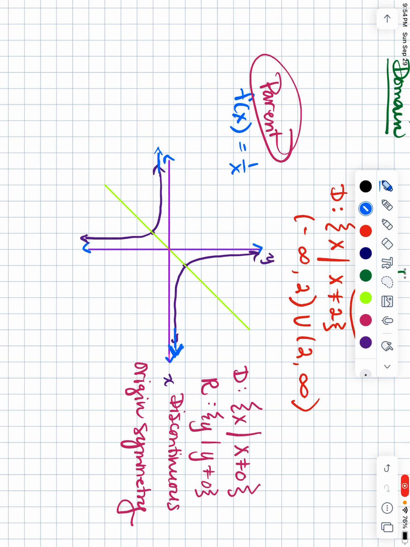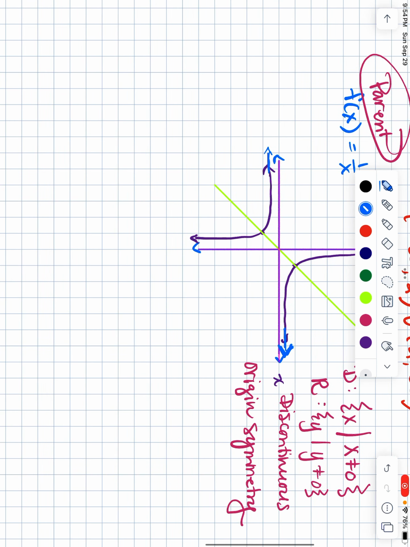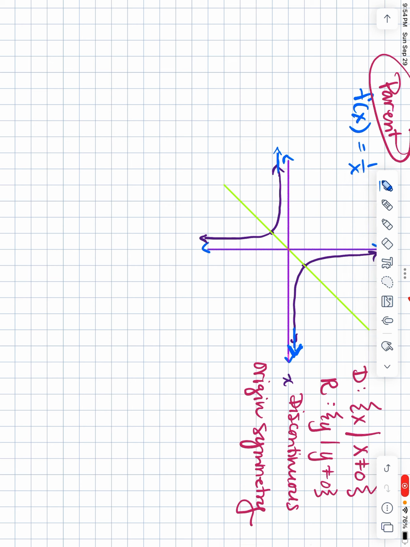So let's talk about the transformations real quick. Transformation, of course, is where we start adding and subtracting and multiplying, right? And it's the left and right and up and down and stretches and compresses and all of that stuff. So if I gave you something to the effect of, let's just do an easy one first, g of x equals 2 over x plus 3.